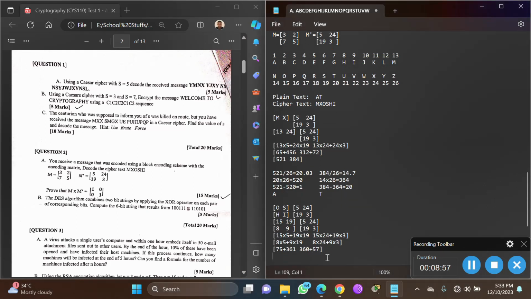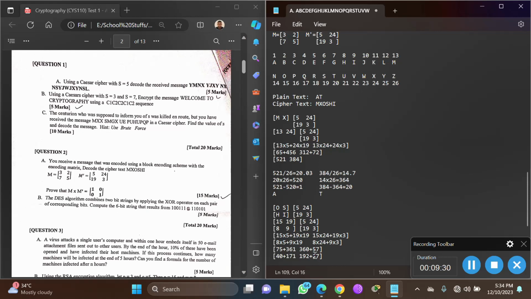Okay, so we close. Then at the bottom we have 8 times 5, which is 40. Then plus, we have 9 times 19, which is 171. Then space. So again we have 8 times 24. So we have 192. Then plus 9 times 3, which is 27.